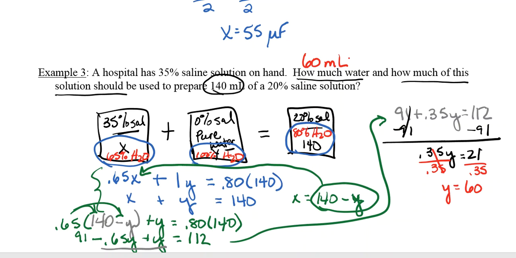How much of the other solution? Well, I have 140 total, so the other one must be 140 minus 60. 140 minus 60 is 80. So I have 80 milliliters of the 35% solution and 60 milliliters of the water in order to make the 140 milliliters of 20% solution.